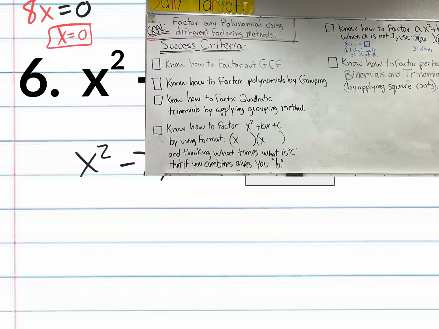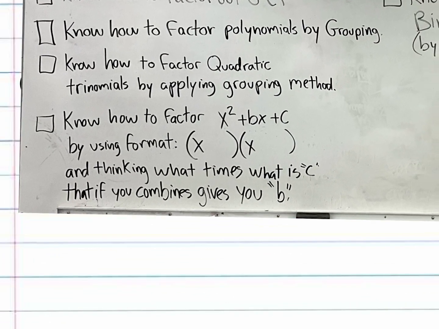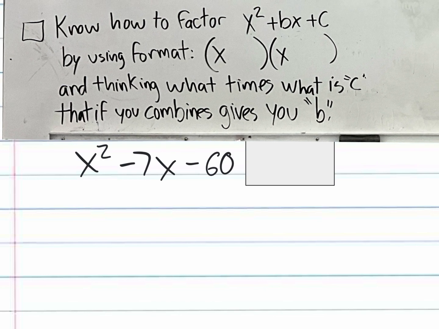So if we look, we already did the GCF. We did factoring by grouping. Look down here on this last one. It says, know how to factor x squared plus bx plus c when there's no number in the front. See, there's no number in the front. So what do we do? What do we do when there's no number in the front?